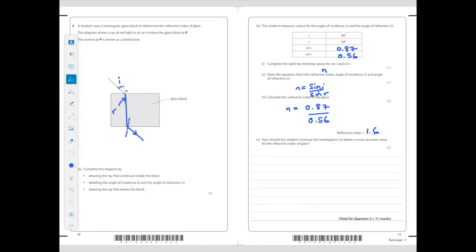How should the student continue the investigation to obtain a more accurate value for the refractive index of glass? That's worth 3 marks, so make 3 separate points. The most obvious point to make is to increase the reliability. You want to repeat and calculate an average. You want to vary the angle of incidence more, so you could do 50 degrees, 70 degrees, 80 degrees. And then next, you could draw a graph plotting sine I against sine R. And remember that the gradient will give you the refractive index.